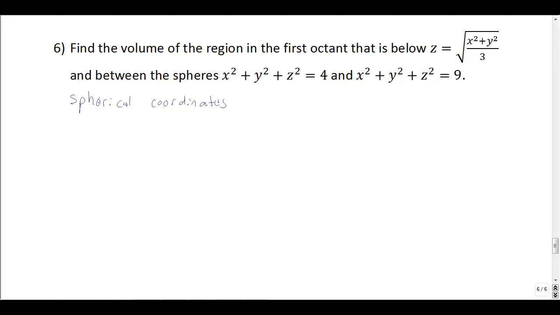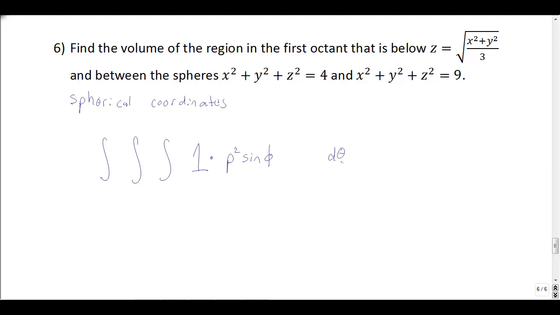So when I do spherical, I'm going to get a triple integral of 1, that's the function I'm integrating. Now, in spherical, the Jacobian is rho squared sine phi. And I have to give you bounds in terms of rho, phi, and theta. Let's see. So theta I can probably do on the outside.